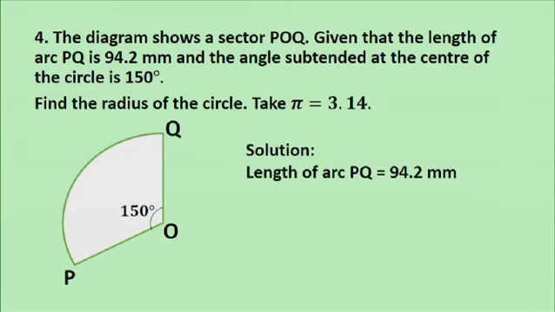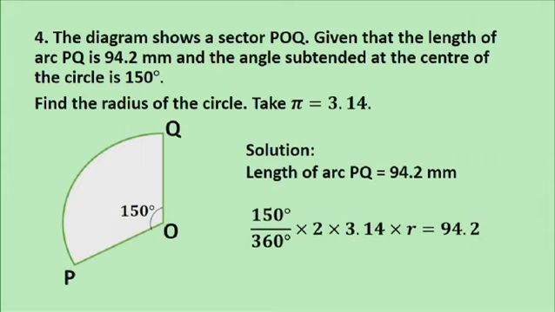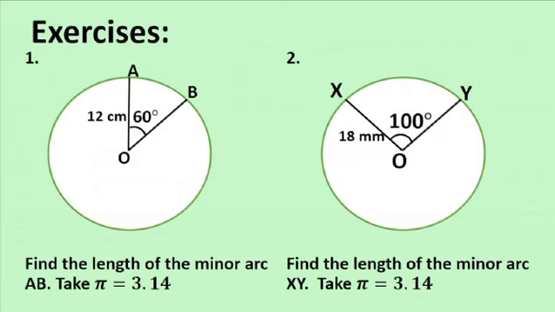Length of arc PQ is equal to 94.2 millimeters. Using the formula and substituting the values, we get 150 degrees over 360 degrees multiplied by 2 multiplied by 3.14 multiplied by r is equal to 94.2. Solving this equation, we get the radius is equal to 36 millimeters. Here are some exercises for you to practice.